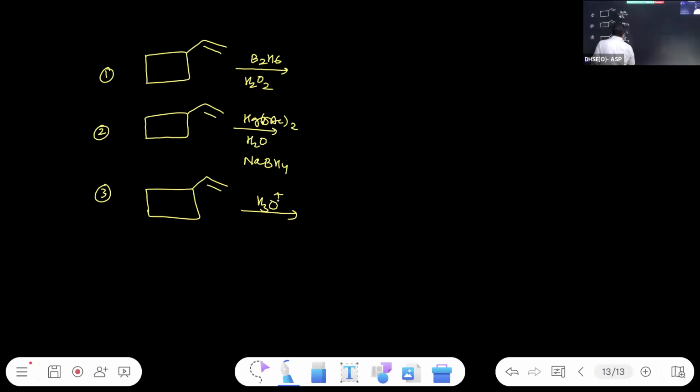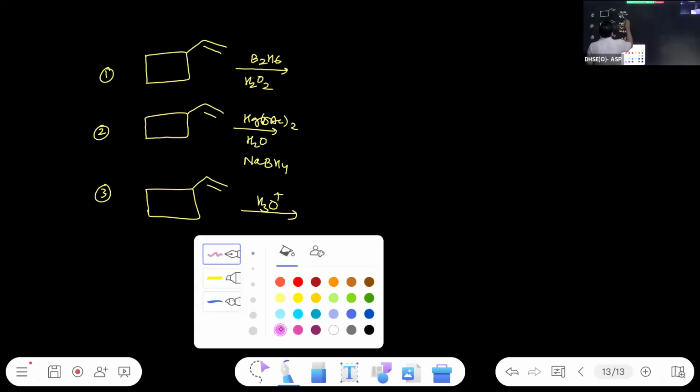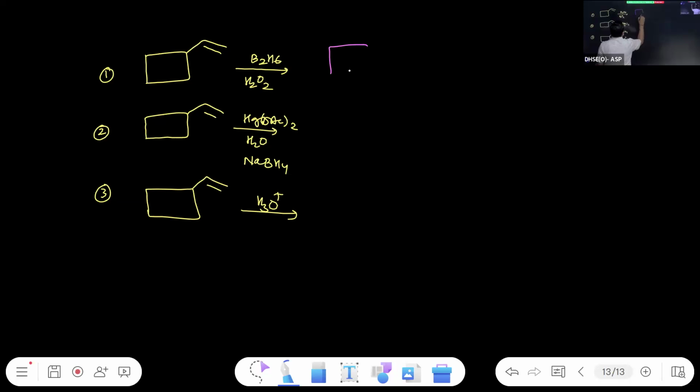Okay, let's go for the products. First case, this is suitable for the terminal product, hydroboration-oxidation, and this follows anti-Markovnikov addition without carbocation rearrangement. Without carbocation rearrangement. And the last one, what will the last one be? We will write the steps.